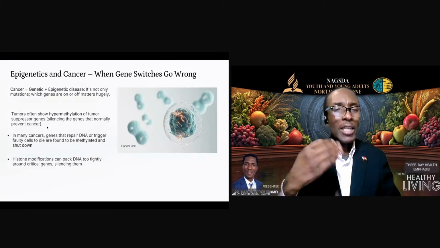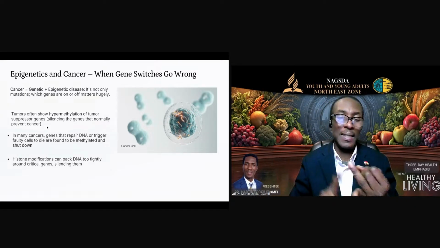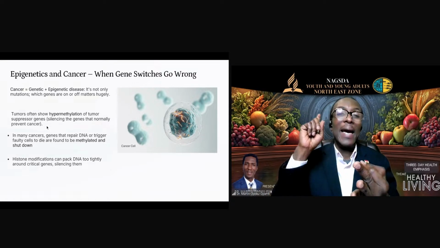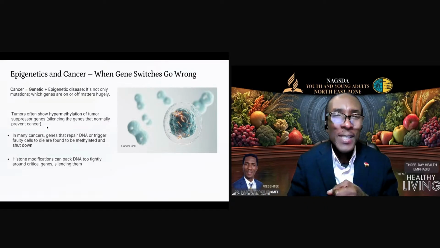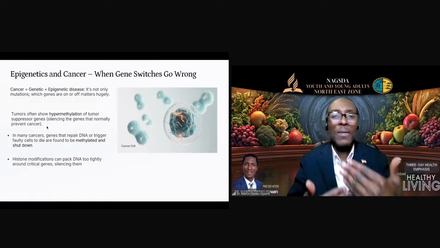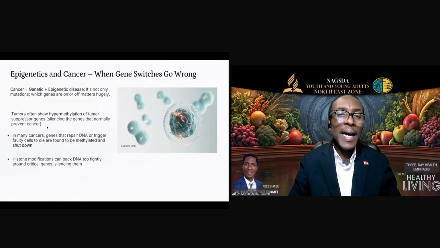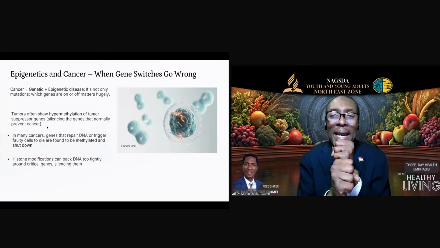So you have a triple effect. Tumor suppressor is silenced through epigenetics. DNA repair is silenced through epigenetics. And then damaged cell suicide, or apoptosis, is also silenced through epigenetics. And therefore, the body is without defense. And then in addition to that, there is histone modification, which also packs the DNA so tightly that it silences it.